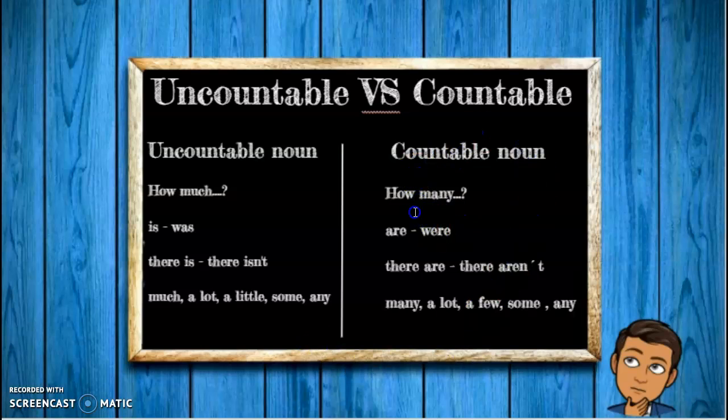For the countable noun, we have are, were, when we use the verb to be. The expression for existence is there are and there aren't in present, there were and there weren't in past. Okay, let's look at the quantity expressions for countable nouns. In this case, we use many, a lot, a few, some, any. Okie dokie, please pay a lot of attention to this. Okay, because this is the difference between an uncountable and a countable.